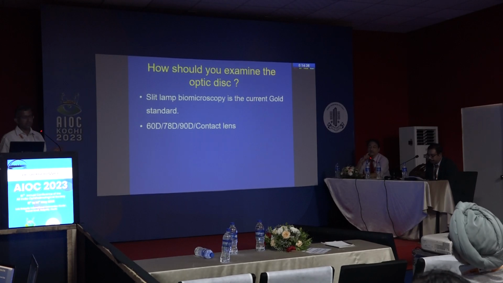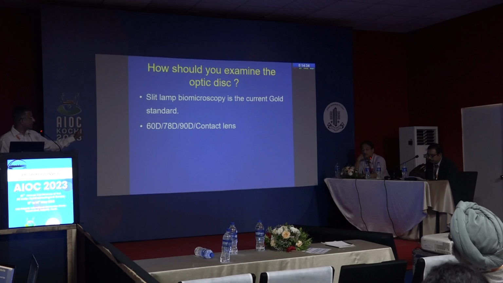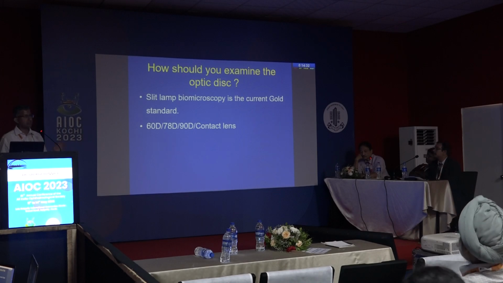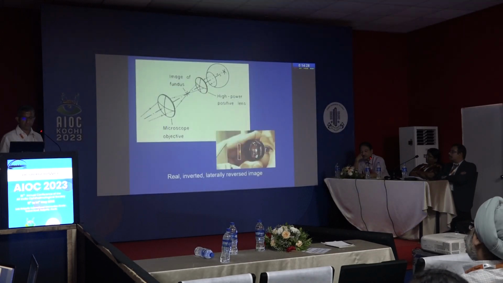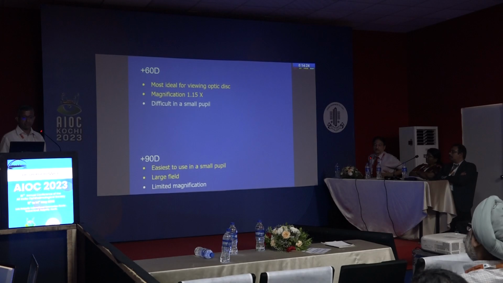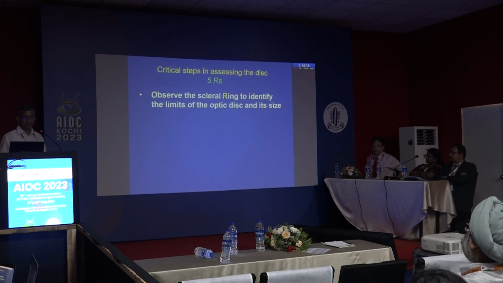So use a 60, 78 or 90 diopter contact lens. If you have a dilated pupil, the 60 diopter is the best. If you have a small pupil, the 90 diopter is the best. The 78 is a good compromise between the two. And don't forget that the image that you see will be inverted. One of the disadvantages of the 90D is the limited magnification that you get with it.